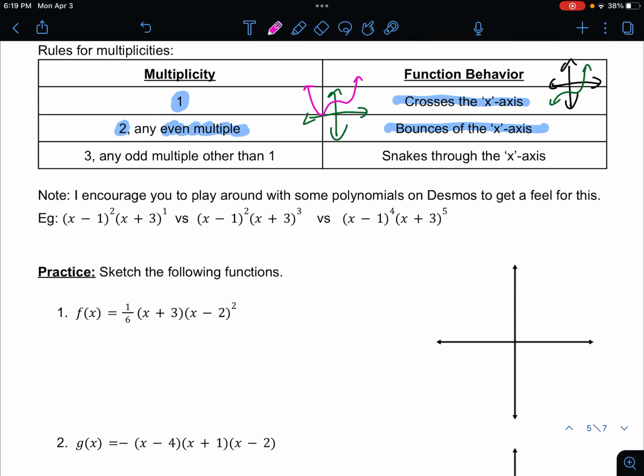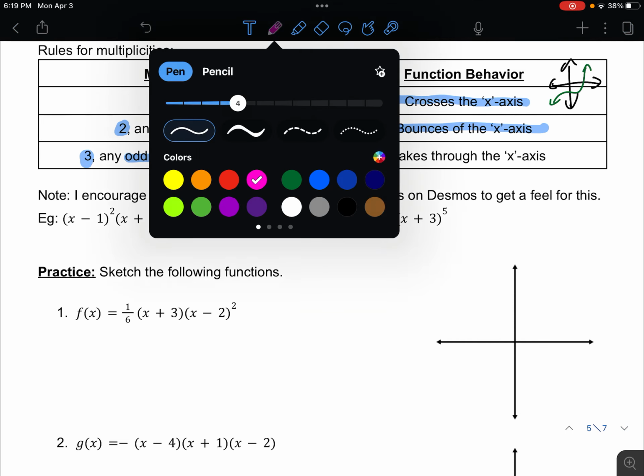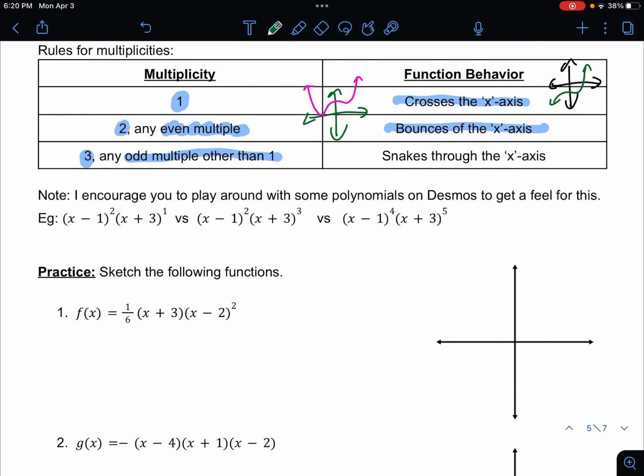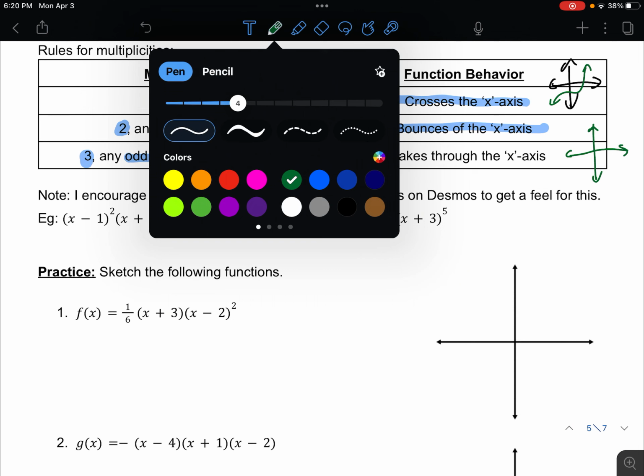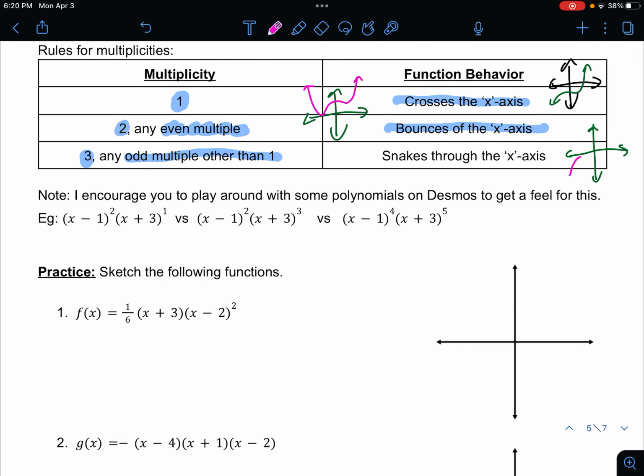And then finally, if I have a multiplicity of 3, or any odd multiple other than 1, so it could be 5, 7, 9, and so on. When we interact with the x-axis, we're kind of going to snake through it. So we come up to it, we snake on through a little bit, and that's not a good drawing.